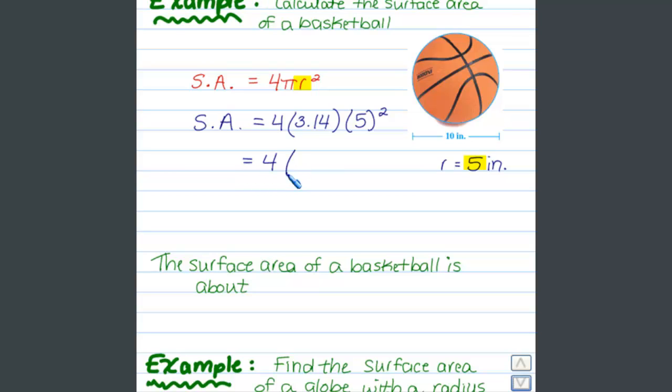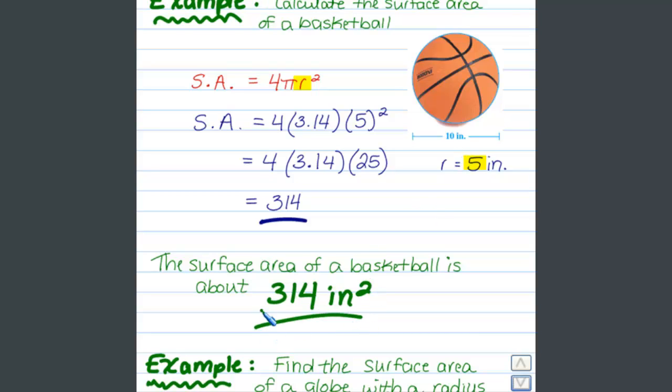Continuing on with our simplifying, 5 squared has a value of 25. So now we need to multiply 4 times 3.14 times 25. This will give us our surface area. Our surface area is going to be equal to 314. So we can conclude that the surface area of a basketball is about 314, and we are looking at inches in our measurement here, so our answer will be 314 square inches.